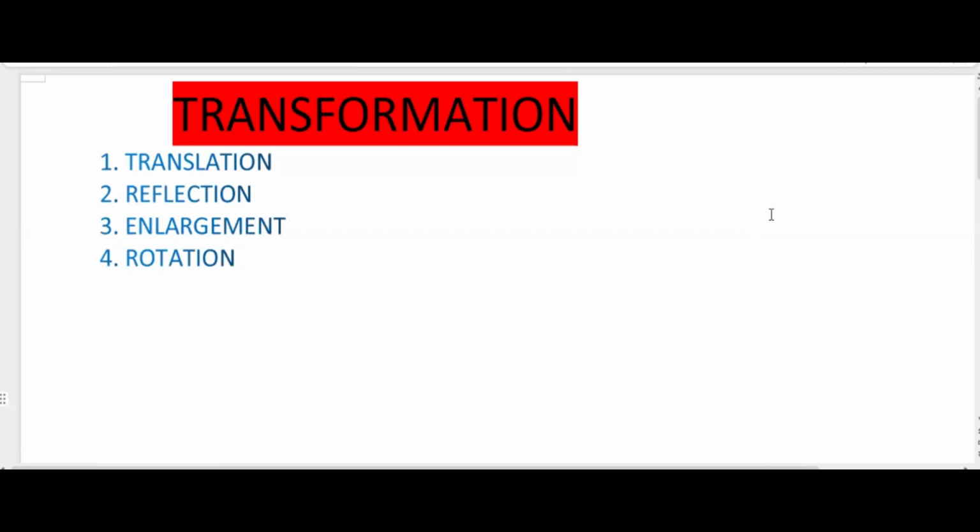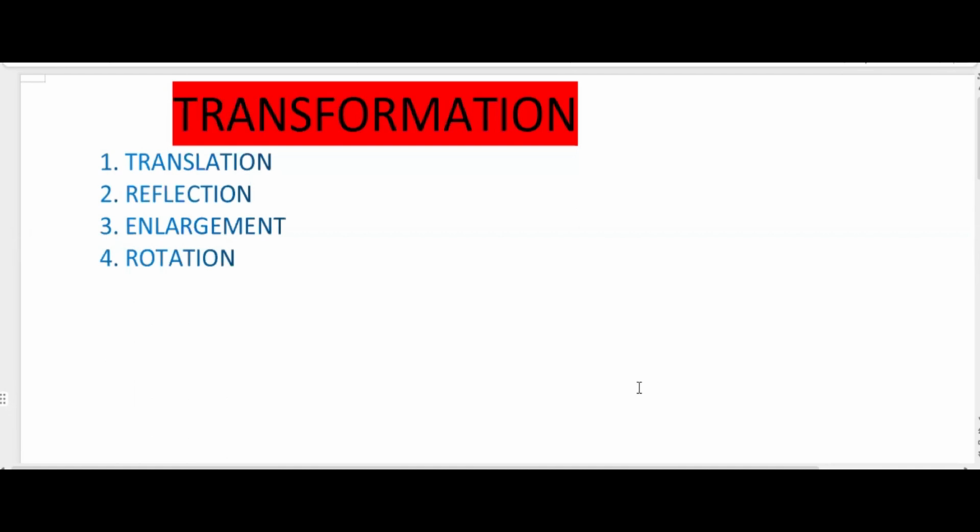Today we shall be considering transformation. When we talk about transformation, this has to do with causing changes to the original shape. The original shape is what we call the object, in order to obtain a new shape that we call the image. Such changes could be by changing the position, flipping, resizing, or turning the original shape in order to get a new one.